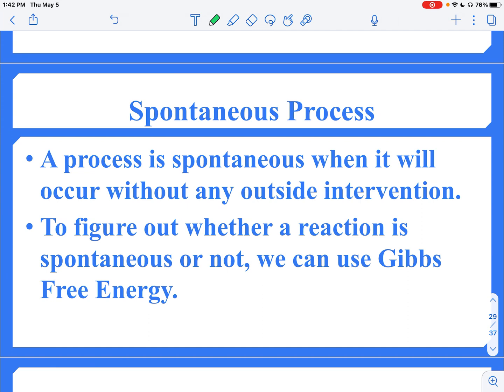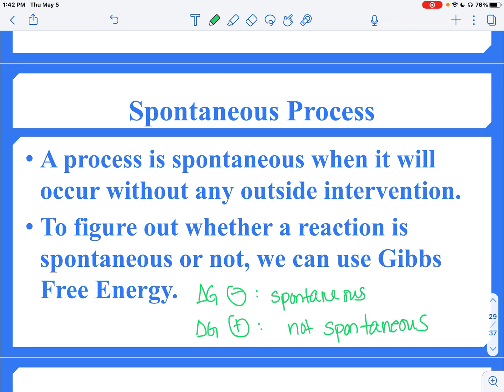To figure out whether a reaction is spontaneous or not, we use a formula called the Gibbs free energy formula. I'm going to show you the whole formula on the next slide. But delta G, if it's negative, the reaction is spontaneous, meaning it will just happen on its own. And if delta G is positive, it is not spontaneous. You would have to do something else to make the reaction happen.